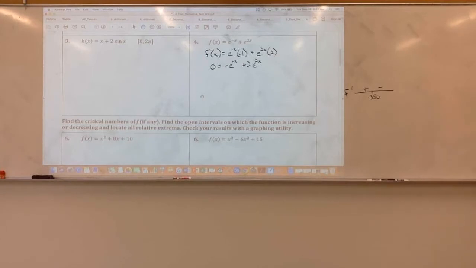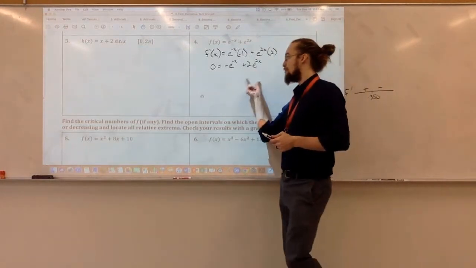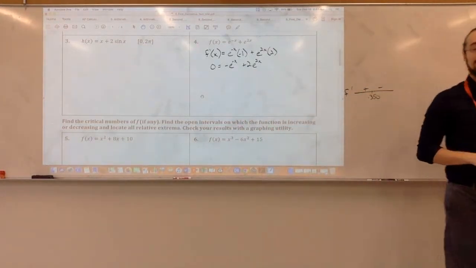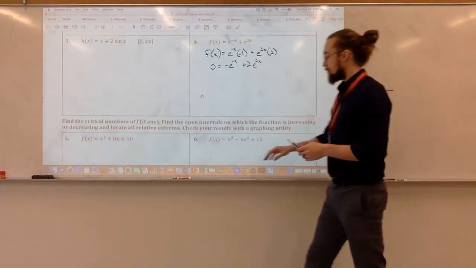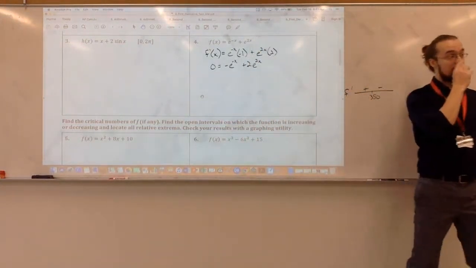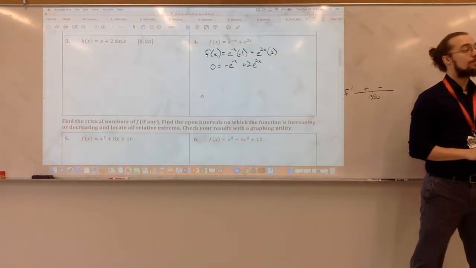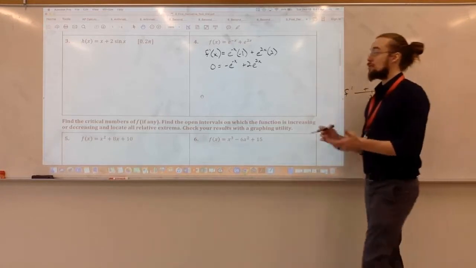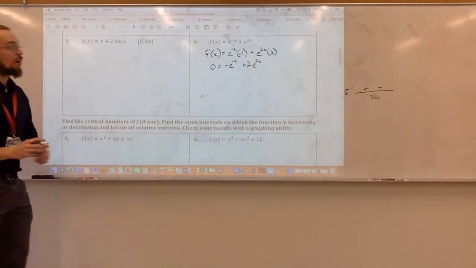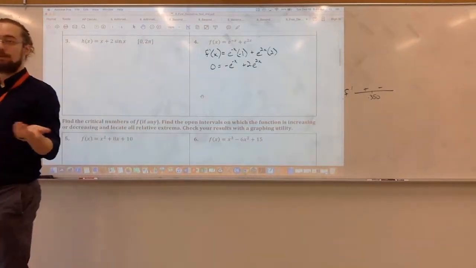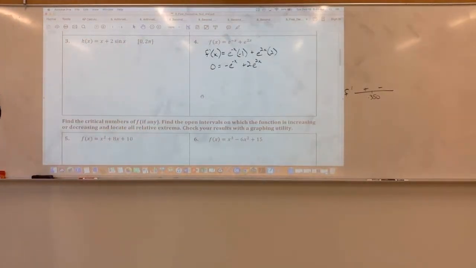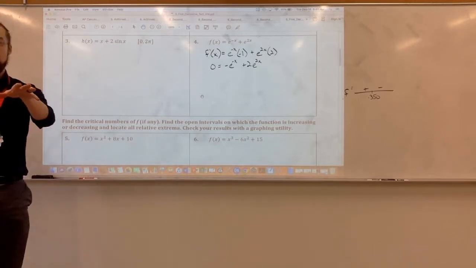So there's 2 ways to think about this. One, we could factor out a negative e to the negative x here. That's one way that we could do it. Wait, what are the other options? So our other option would be to just move one of these to the other side and then take the natural log of both sides. Okay, let's do it that way.